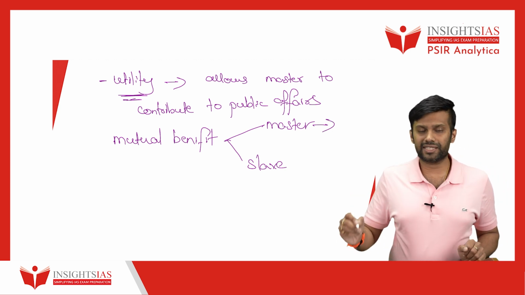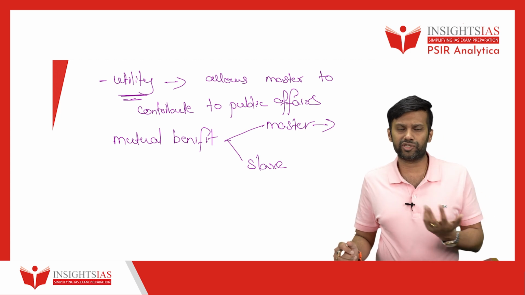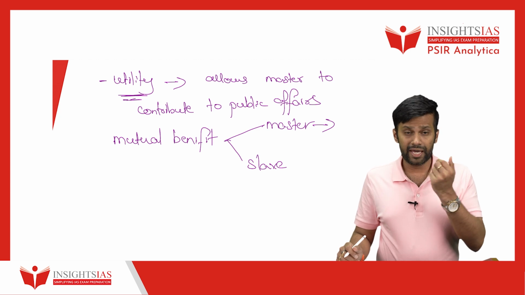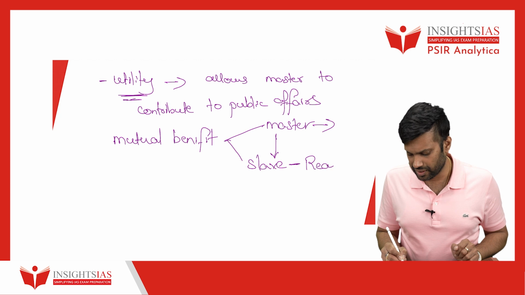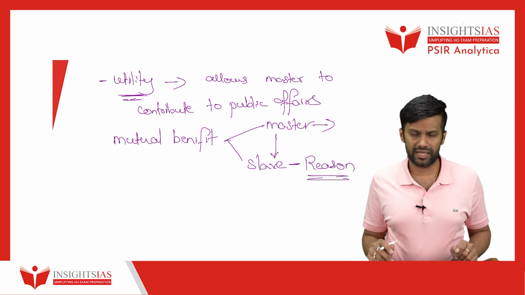The master gets the benefit from the slave, because he saves the time he would have to use for domestic work, which he believes is non-productive in nature, whereas the slave, in the company of the master, will gain reason.